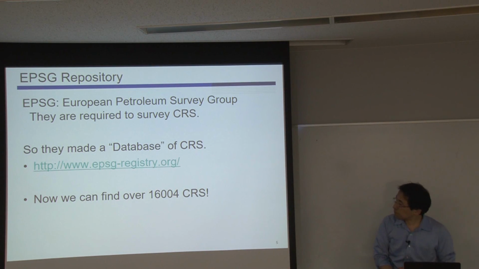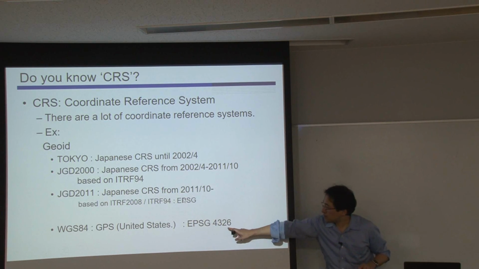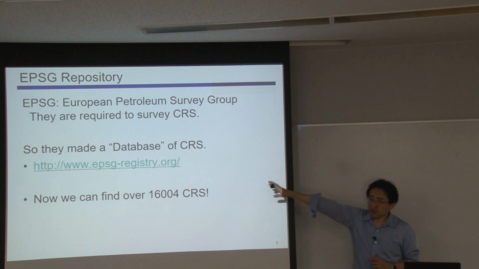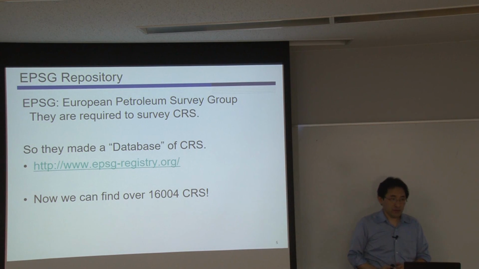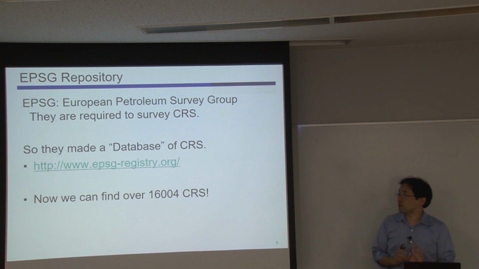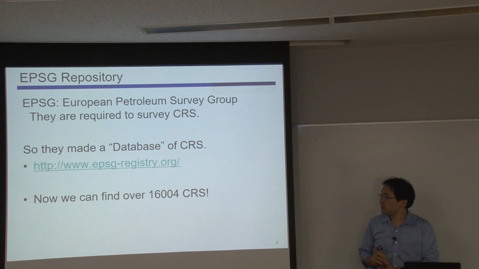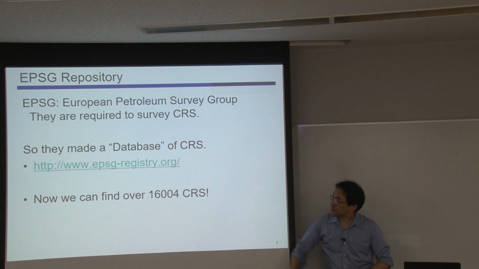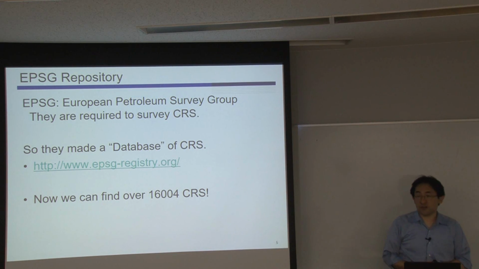So if you put, for example, this number, EPSG 4326, it means WGS 84, and you can see the explanation about WGS 84 here. And if you search by keywords, you can search JGD 2011 and find out what kind of coordinate system it is using. And from here, I just found last night that there are 16,000 CRSs in the world. So there are different kinds of coordinates in the world for describing location.